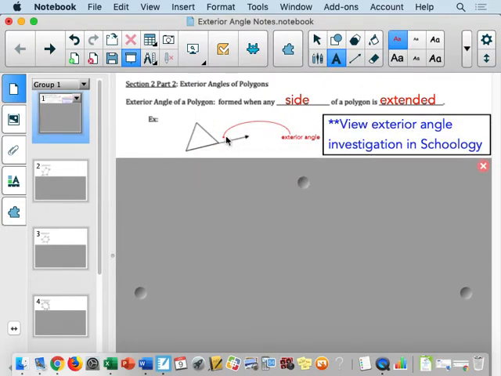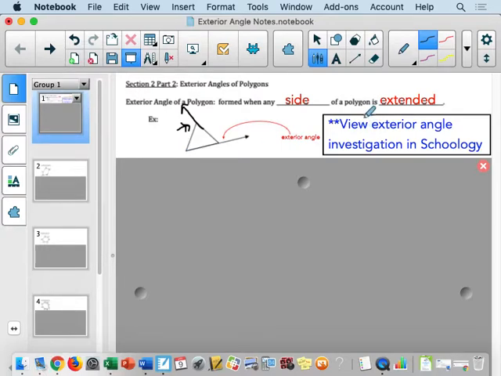All right, so here's a triangle, and I extended this side. When I extend that side, this little area here, this space, that is an exterior angle. If I was to extend another side here, then this would be my exterior angle in this space. And then extending the third side down, I could as well. Okay? So if the shape has 3 sides, it has 3 exterior angles. If the shape has 4 sides, it has 4 exterior angles.